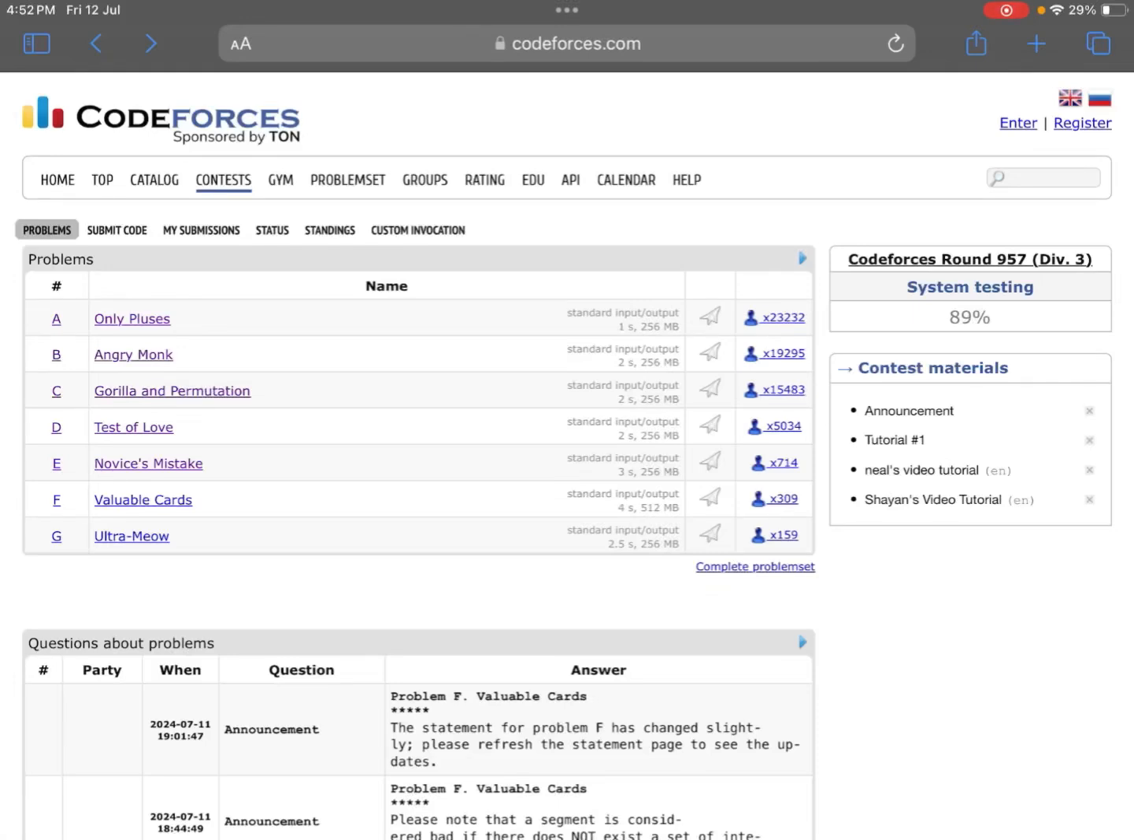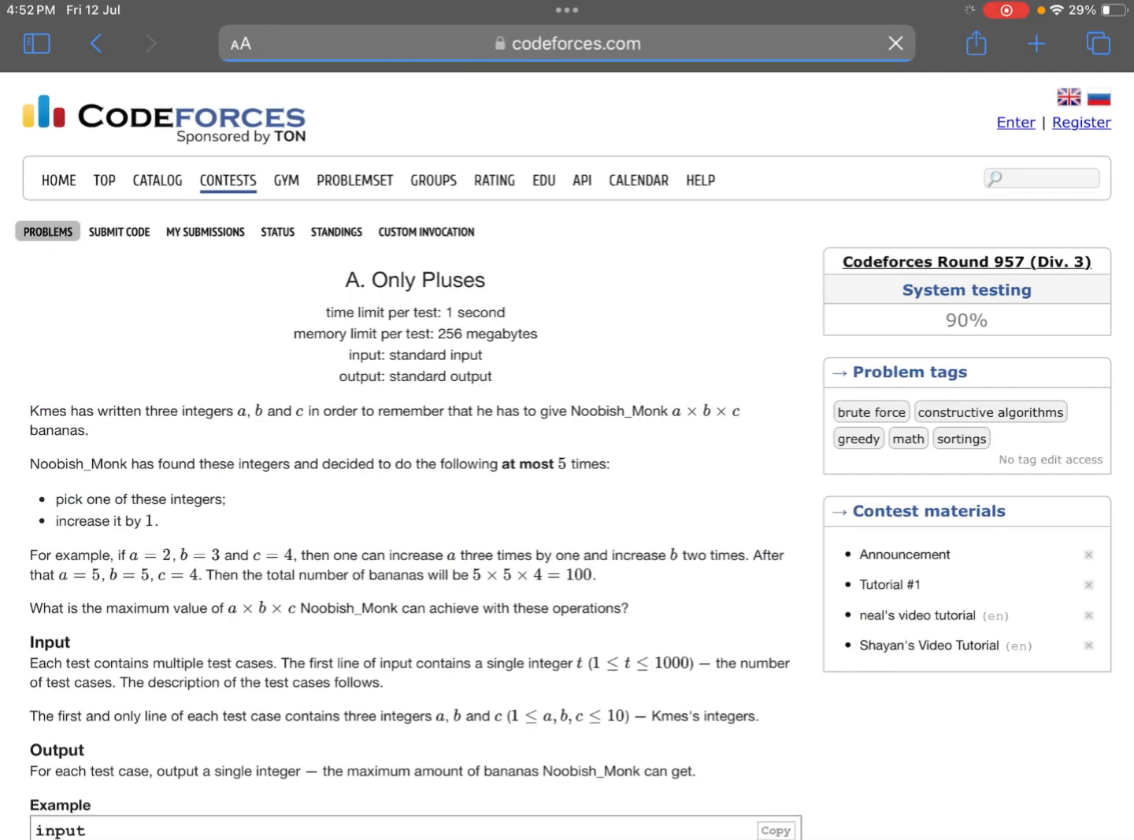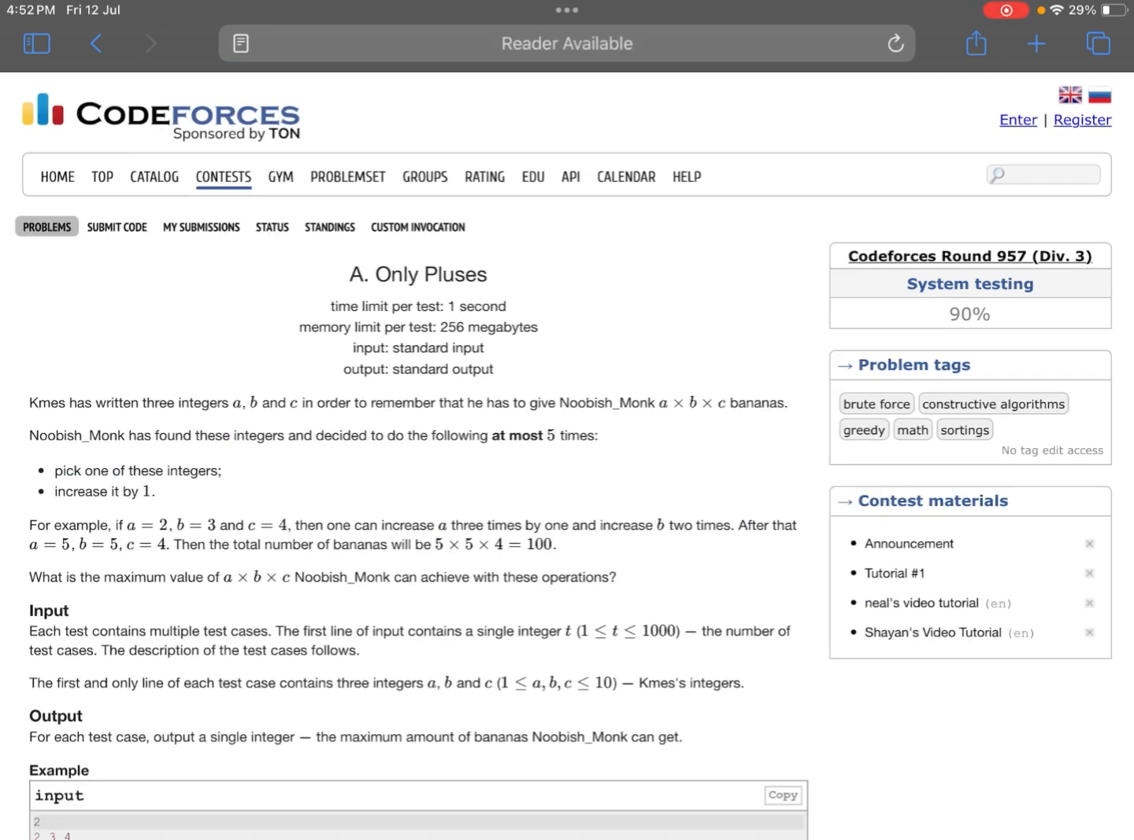So, hello everyone. Today we are going to solve questions from Codeforces round 957, which was the Division 3 contest. And let's start. So, here's the first question, only pluses.